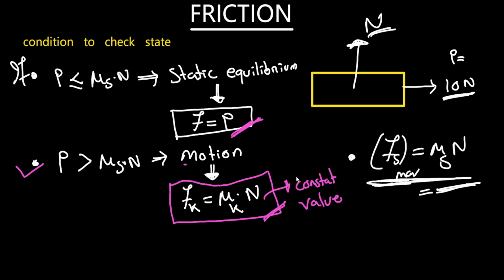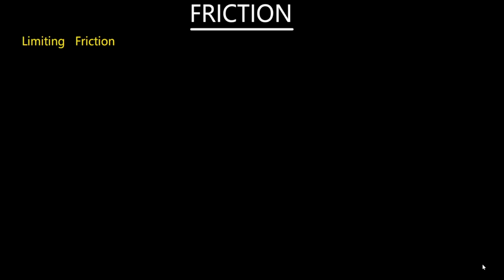Now the first thing you need to check is the applied force in the direction of possible motion, P. You need to check whether this amount is less than mu s into N. If it is less, then it's static equilibrium, and the frictional force will be equal to the amount of applied force. If the applied force in the direction of possible motion is greater than mu s into N, then the object is in motion. In that case, the frictional force will be mu k into N. Getting my point?